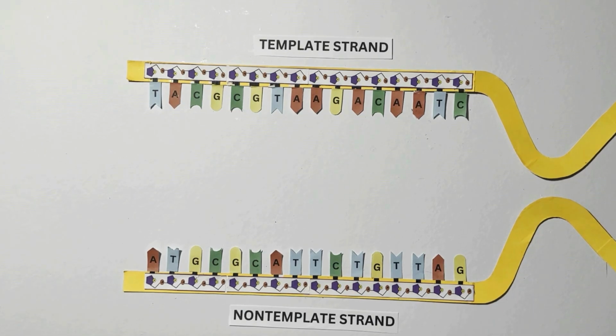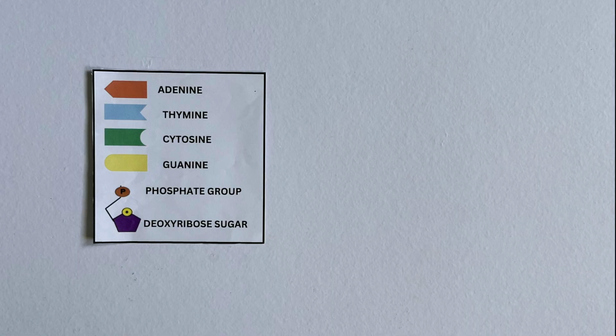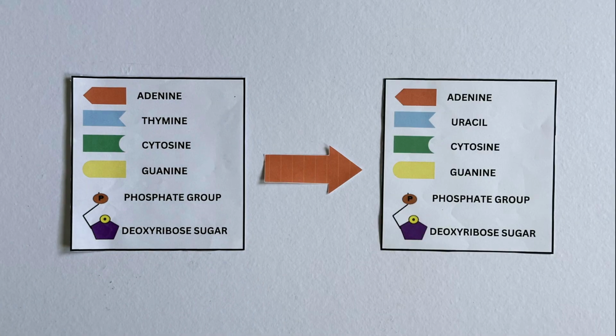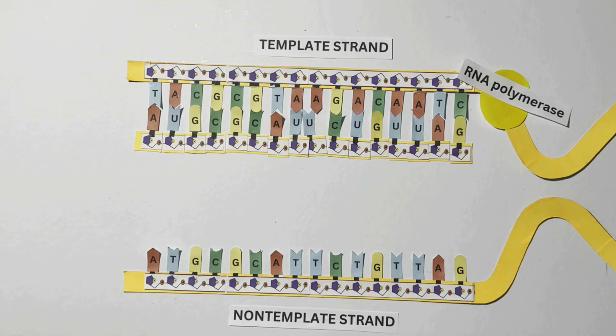Elongation occurs as the RNA polymerase reads the template strand and builds a complementary RNA strand by bringing the appropriate nucleotides together. This RNA strand is almost identical to the non-template DNA strand, except that the thymine in DNA is replaced with uracil in the RNA strand. This continues until the entire gene is transcribed, resulting in the formation of messenger RNA.